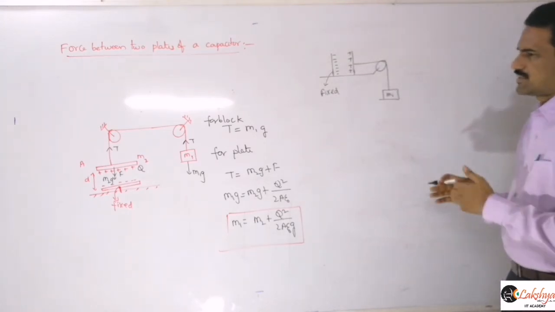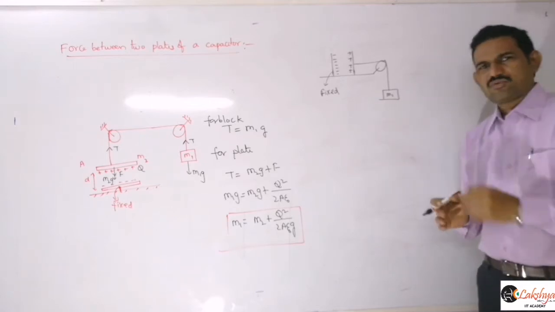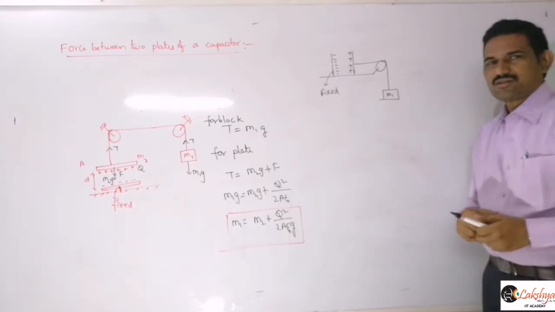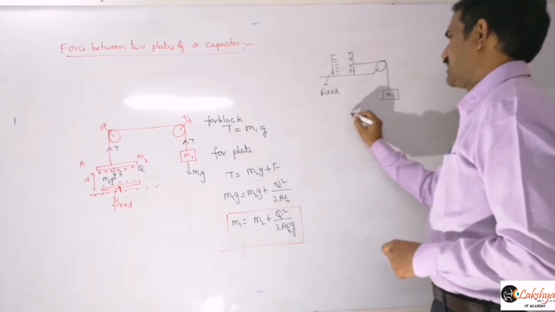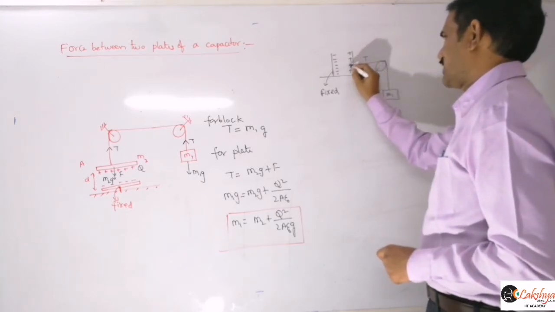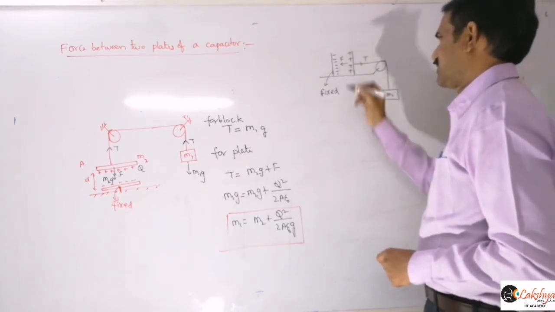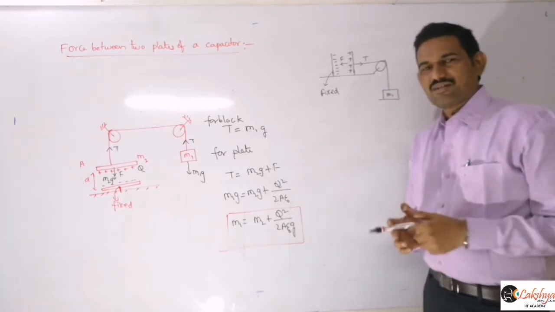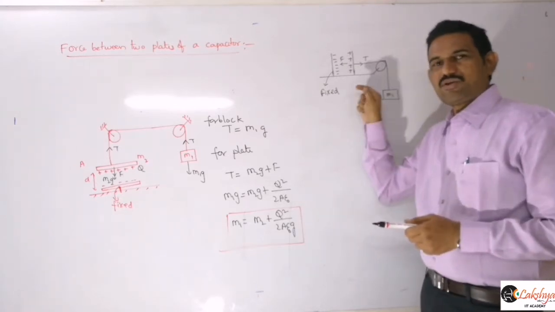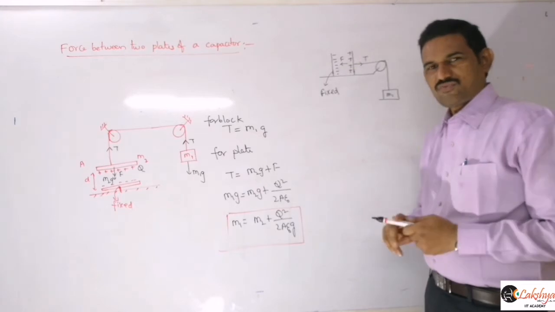Then in this case the same expression, A is the area and Q is the charge. Now what is the mass required here? In this case you need to write directly that this tension is equal to the attractive force, right? No need of taking the weight of these plates here, because the weight of the plates is balanced by the normal reaction here. So no need of taking that.